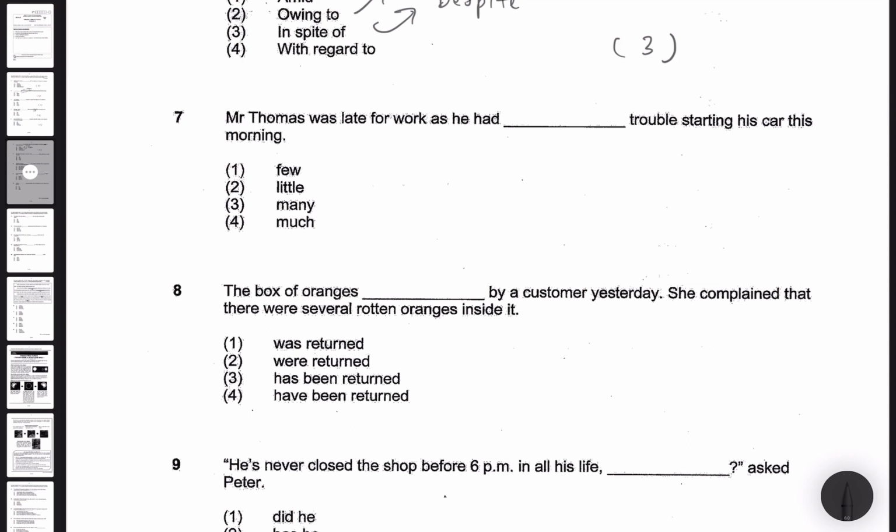Now, number 7, Mr. Thomas was late for work as he had blank trouble starting his car this morning. He had a lot of trouble, right? Therefore, he was late for work. So, can't be few, can't be little, much or many. Now, is trouble countable or non-countable? It is non-countable. Therefore, what's the answer? Answer is 4, right? Because you use many for countable objects like many apples. 1 apple, 2 apple, 3 apple. But you cannot count trouble. You cannot count 1 trouble, 2 trouble, 3. Doesn't make sense, correct? So, much trouble.